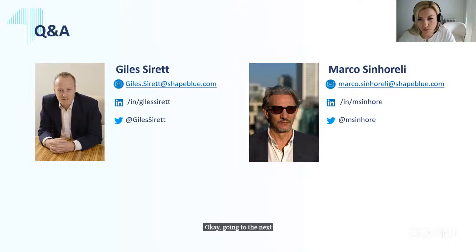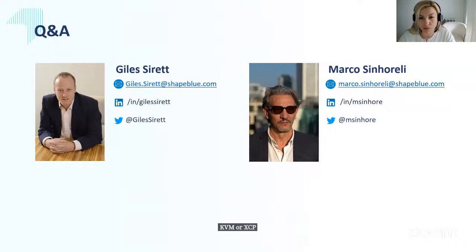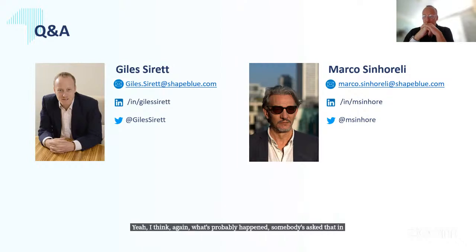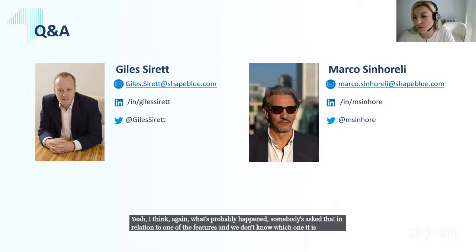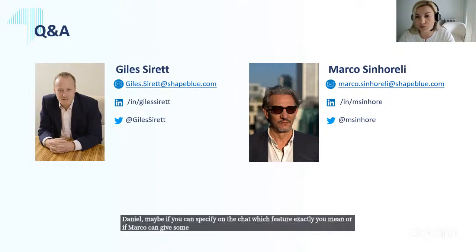We're planning to deploy a new zone using 4.20. Which hypervisor would be interesting to use to best use this new feature? Maybe that's related to a specific feature which Marco showed, KVM or XCP-ng. It is necessary to be open source for now. I think somebody asked that in relation to one of the features, and we don't know which one it is. Daniel, maybe you can specify in the chat which feature exactly you mean, or Marco can give some general guidance if you need to choose between KVM or XCP-ng.